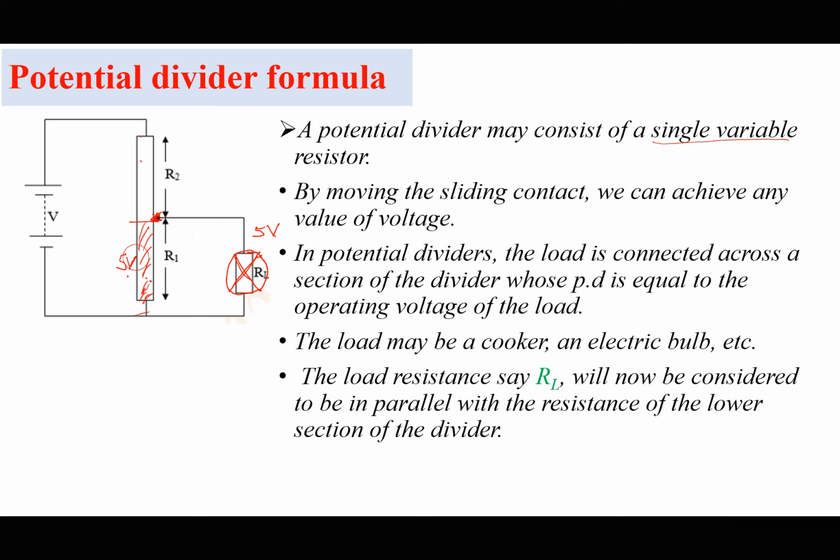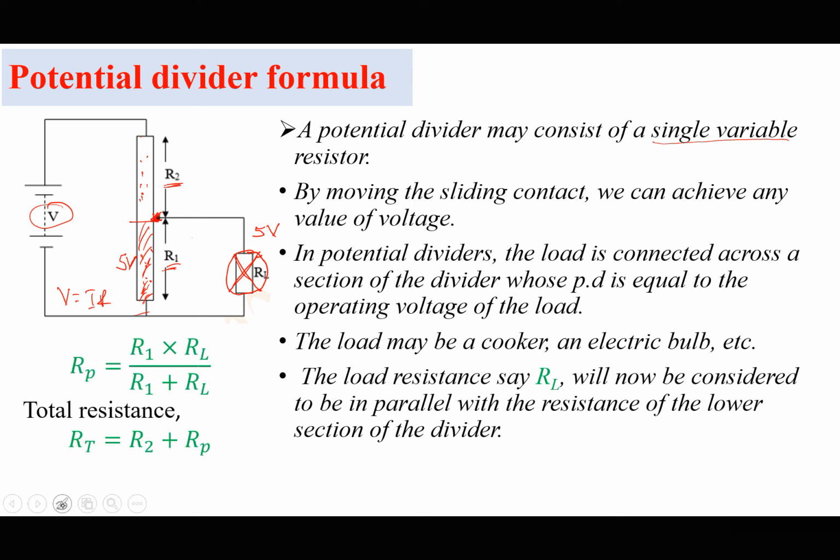However, these two sections of the resistor are potential dividers. They are dividing the power supply in the ratio of the resistances. And as we move the sliding contact upwards, we should be reducing R2, thereby increasing R1. And since V equals I times R, as R1 increases, it means the PD across it should be increasing. And therefore, we should be able to manipulate such concepts.